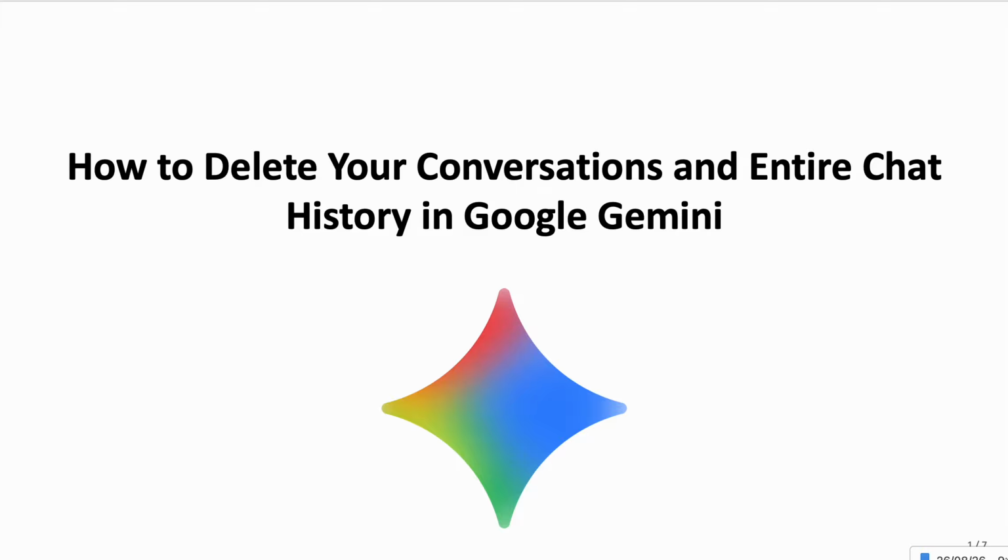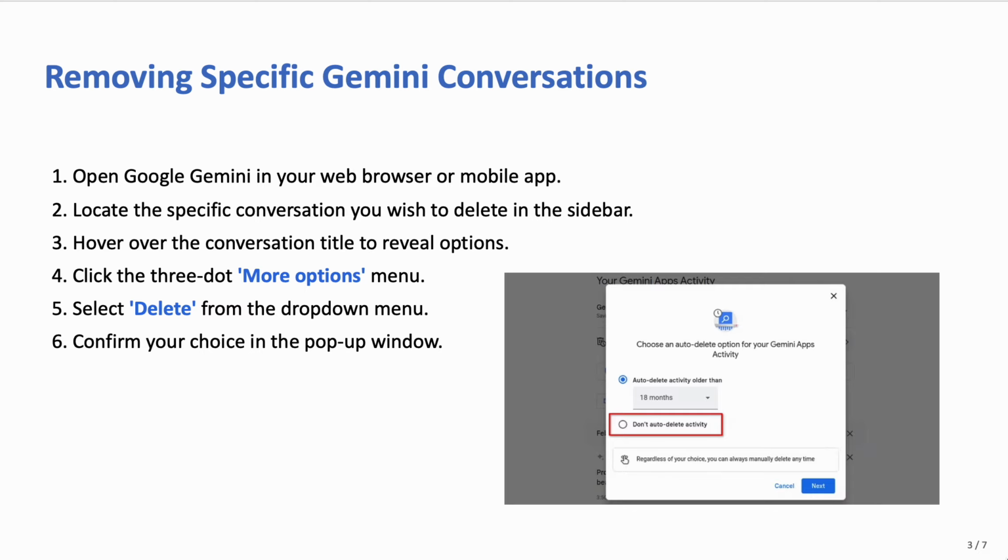So guys, first of all, remove the specific Gemini conversation. Open your Gemini in your web browser, locate the specified conversation you wish to delete. Hover over the conversation title to reveal the option. Click the three-dot more option, select delete from the drop-down menu and confirm your choice in the pop-up window.